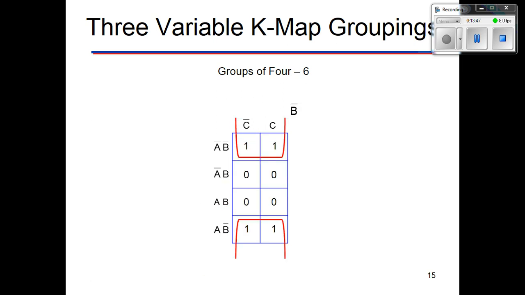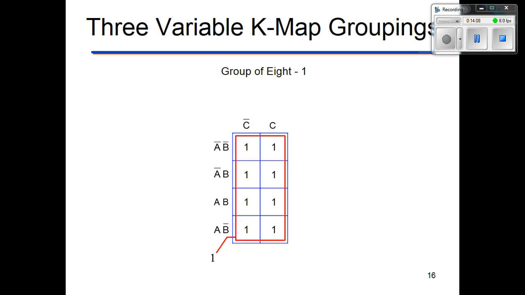This is also a group of 4. Remember, these two edges are actually glued together, and this is a cylinder. Okay, so this is not C and C. They cancel out. And what also cancels out is not A and A. So the answer is not B. Once again, when everything cancels out, the answer is 1. And this is a nice group of 8.